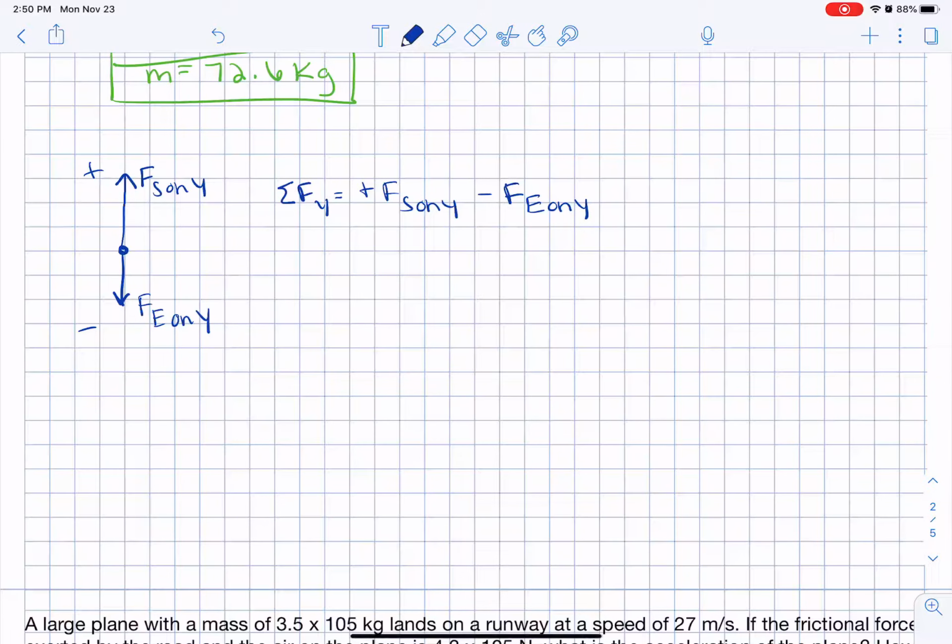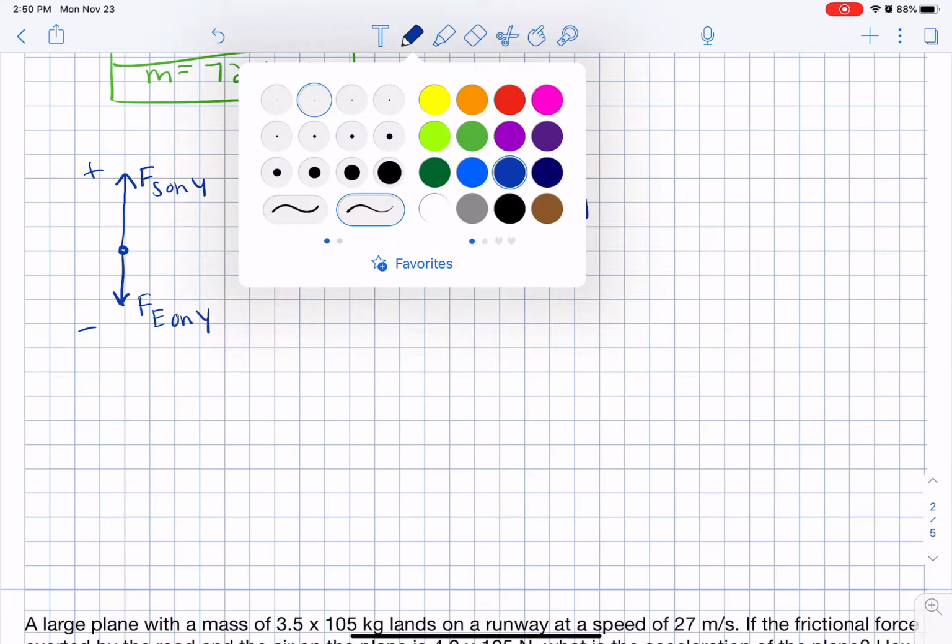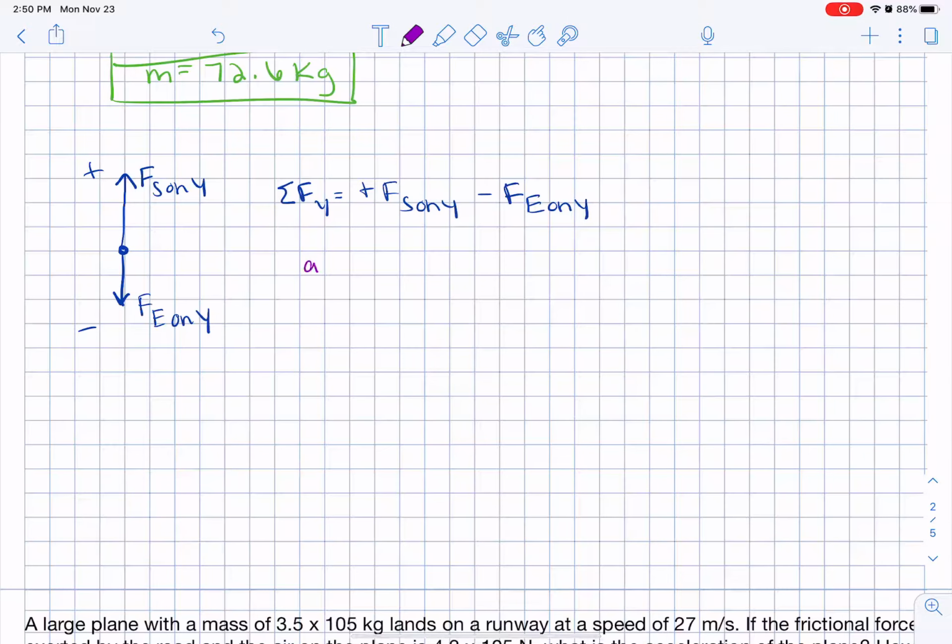And I get positive force the scale on you minus the force the earth exerts on you. Okay? And now we're ready to move on to our Newton's second law, which we know is acceleration is 1 over the mass times the sum of the forces. And as usual, we're plugging in that sum of the forces. And we're going to get acceleration is 1 over the mass times force scale on you minus force earth on you.